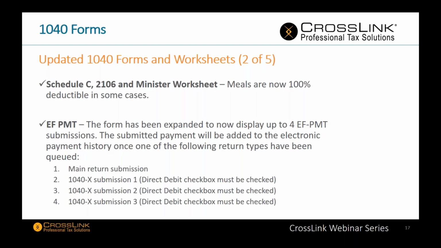This form has been expanded to display up to 4 EF payment submissions, and the submitted payment will be added to the electronic payment history once all of the following return types have been queued. And there we see the 4 types of return submissions. We have the main return submission once it's initially sent, and then you have 3 1040Xs, 3 corrections essentially.